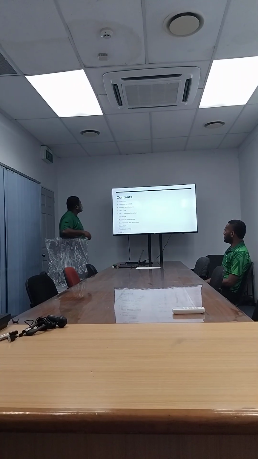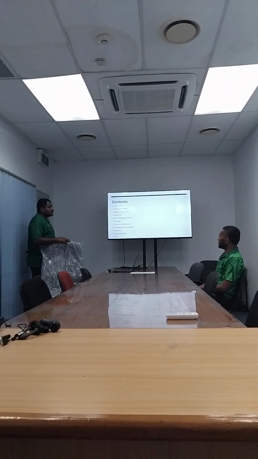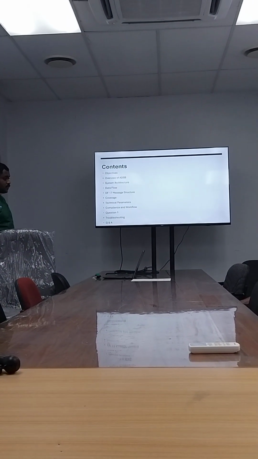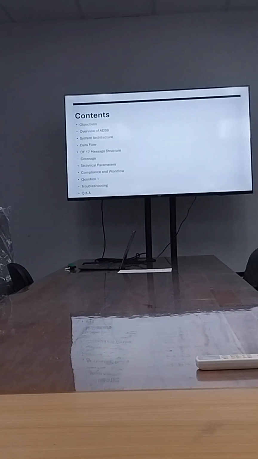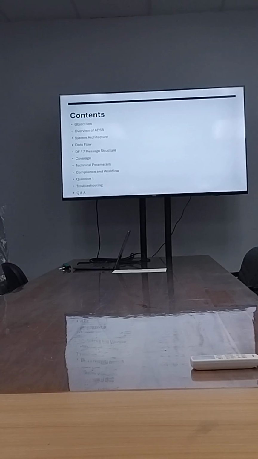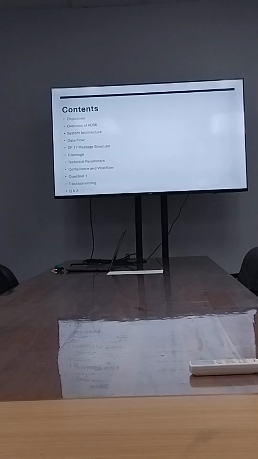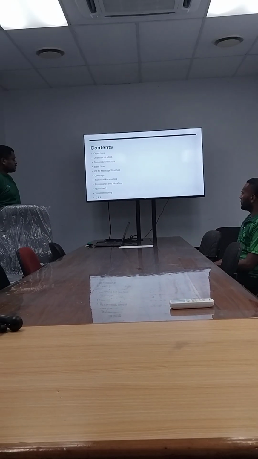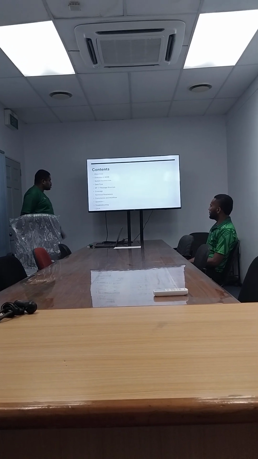Table of contents. Contents consist of the objectives, the overview of the ADSB, system architecture, the data flow of the messages, the message structure of the ASTERIX format or CAT 21, coverage of the ADSB, technical parameters, compliance and standards, and troubleshooting and questions and answers. We'll be going through two exercises, which are question 1 and troubleshooting.